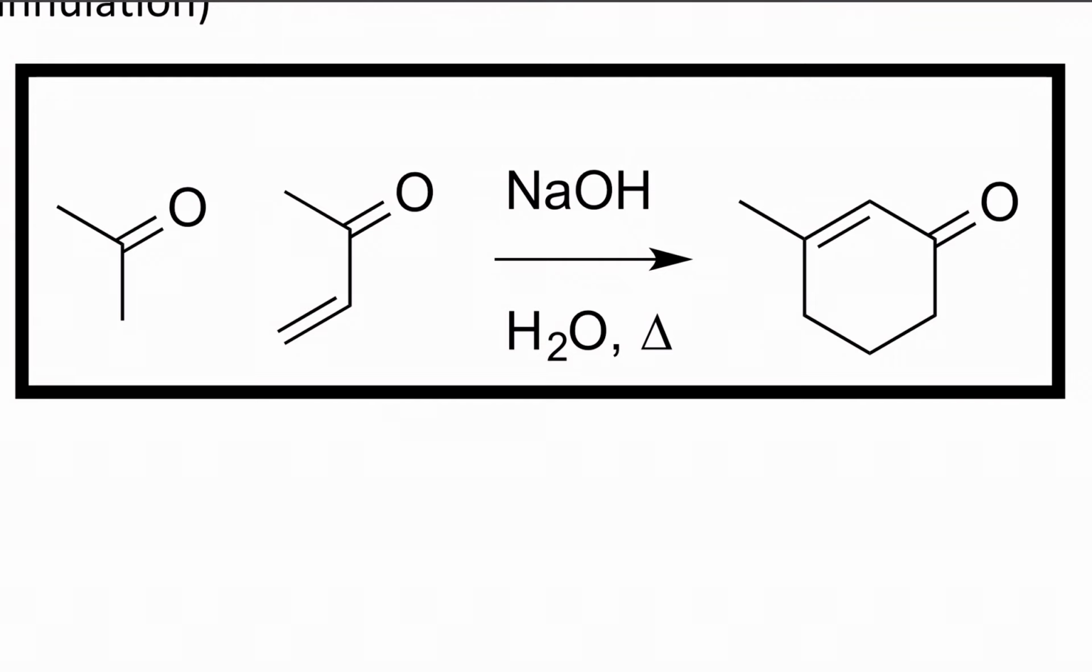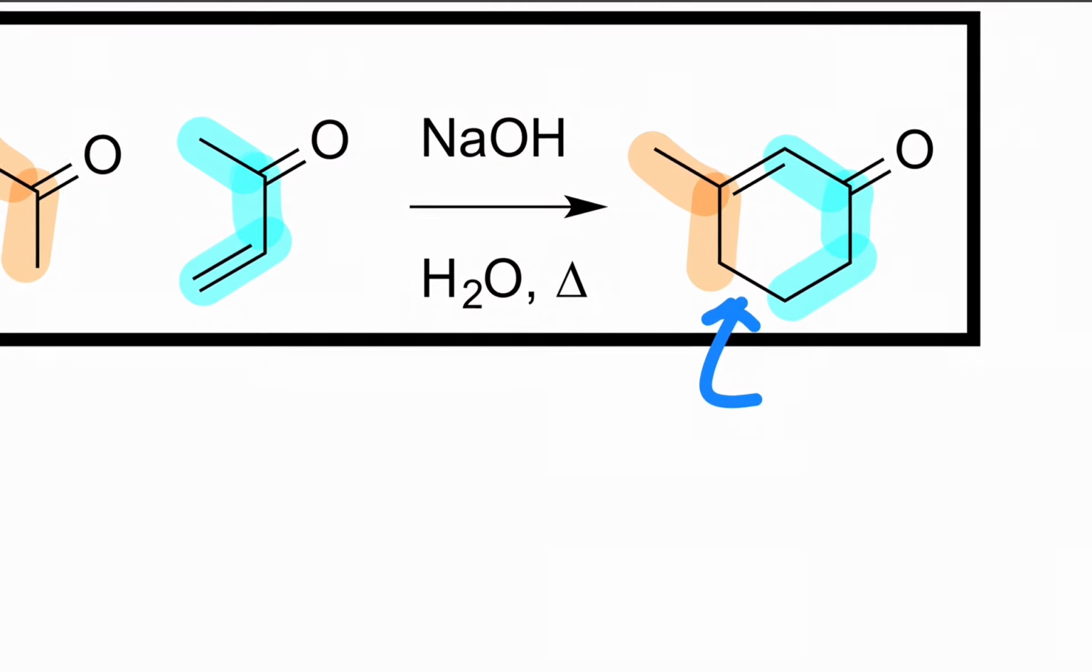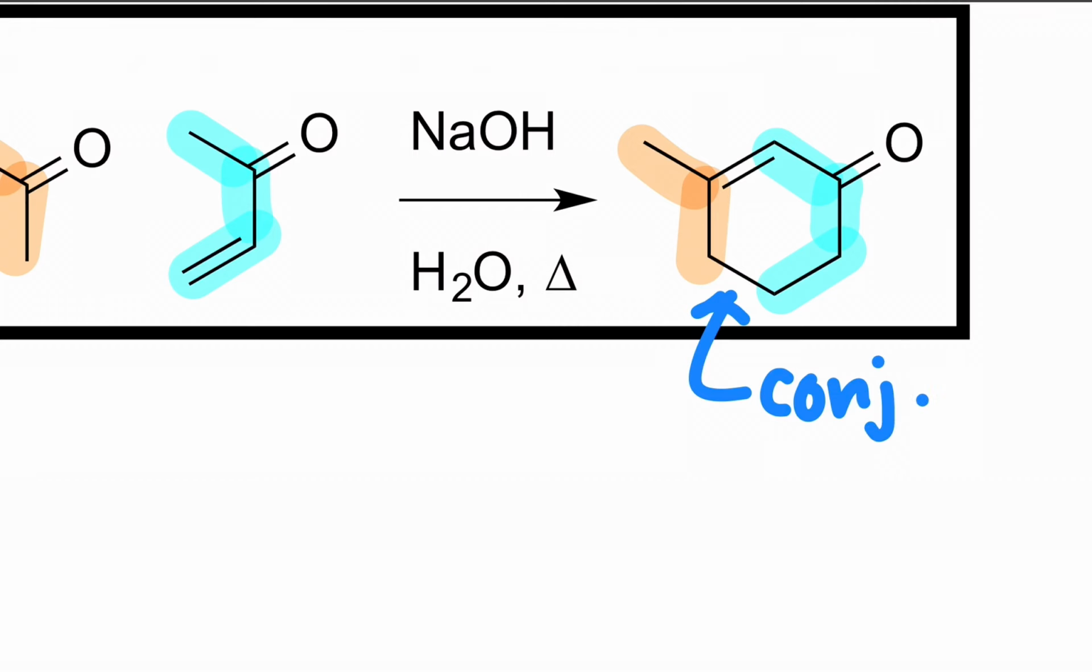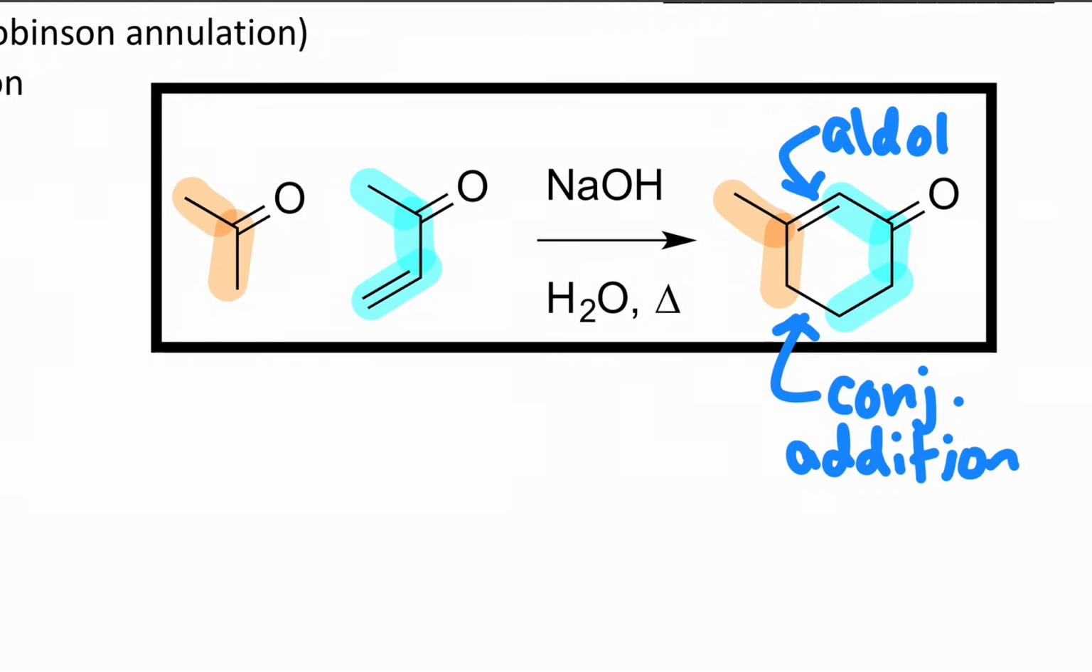You can see where parts of this 4-carbon enone become this part of the 6-membered ring, and then here we have another ketone and it becomes those carbons. So you actually make 2 new carbon-carbon bonds in this reaction. This bond is formed by a conjugate addition, and this one up here is from our most recent reaction, the aldol. And what happens is they happen in tandem. This is a tandem reaction, meaning back-to-back.